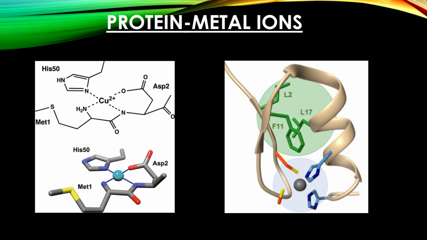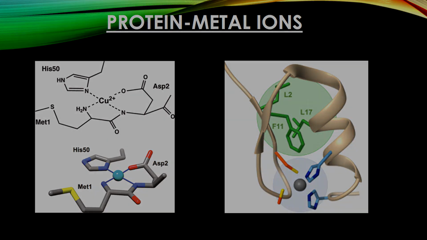Proteins also interact with metal ions. In contrast, a single metal ion can interact with multiple amino acids by coordination. The most common metals found in proteins are iron, zinc, and copper.